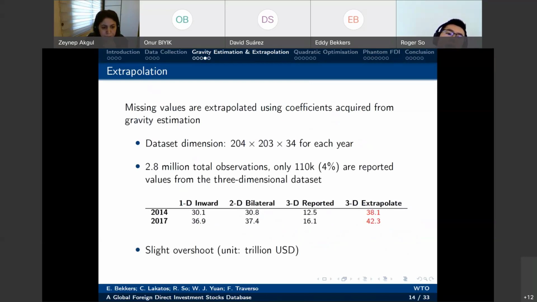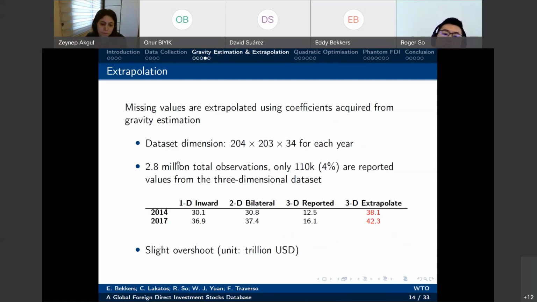And now, after gravity estimation, we're jumping straight into the extrapolation, where we use the coefficients acquired to extrapolate for all missing values. And in the end, we're able to acquire a 204 by 203 by 34 sectors, each for 2017 and 2014.